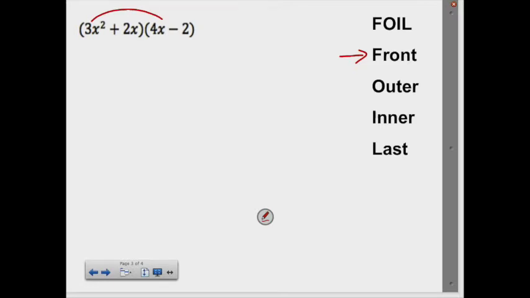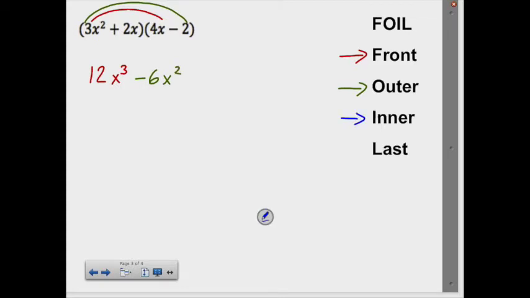Well, 3 times 4 is going to be 12. X squared times x is going to be x to the third. Well, after the front, I need the outer. So I'm going to do the terms on the outside, this 3x squared and this negative 2. Well, negative 2 times 3 is going to be negative 6. And then x squared times, there's nothing else there, so the x squared just comes on down.